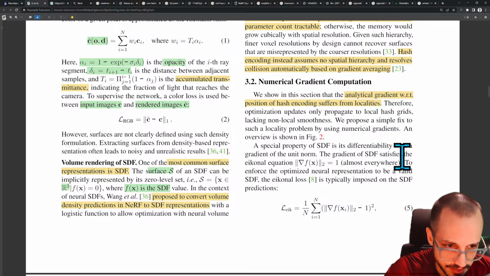The gradient of the SDF satisfies the eikonal equation. Okay, so we finally figured out what eikonal is. They mentioned eikonal regularization. So here, what is the eikonal equation? The eikonal equation is the gradient here of f of x. So the gradient of the SDF, you see this? This is what this means.